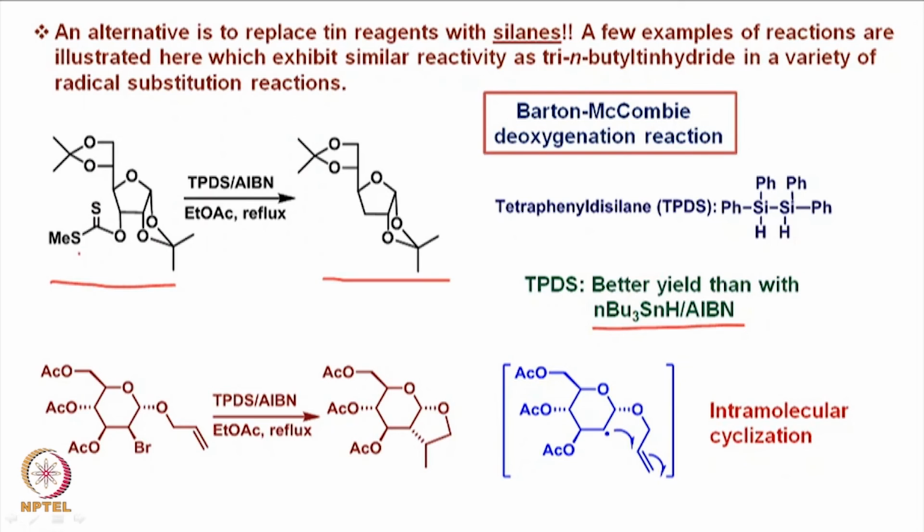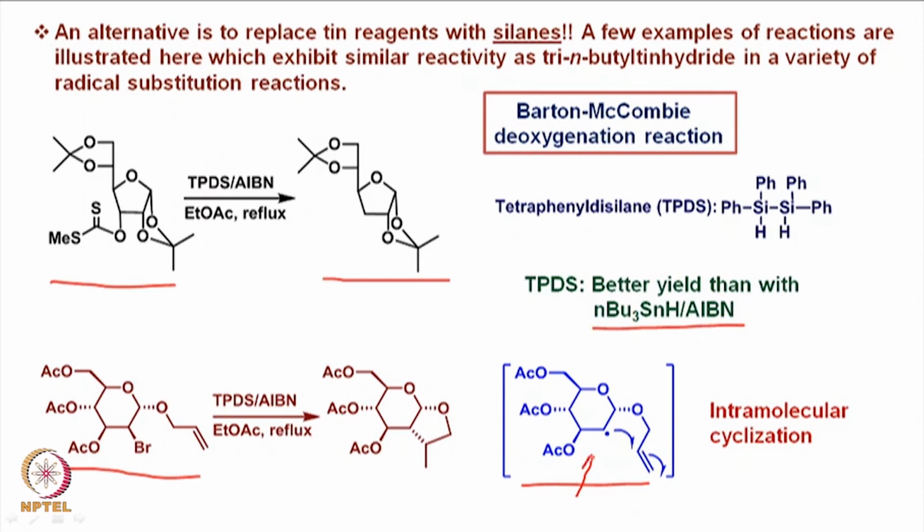Now not only xanthates can be reduced to the corresponding deoxygenated product, but it is also possible to generate a radical if we have a halide. Carbon halide bond can be cleaved to the corresponding radical as it is shown here. So if we start with a brominated molecule like this and react with the TPDS AIBN combination in refluxing ethyl acetate, what we first generate is of course this radical.